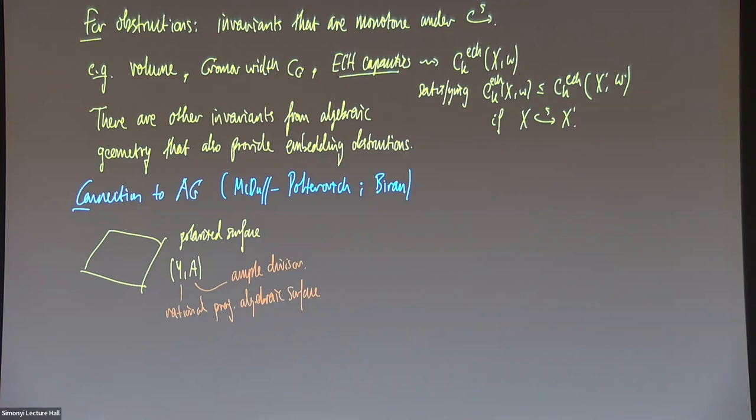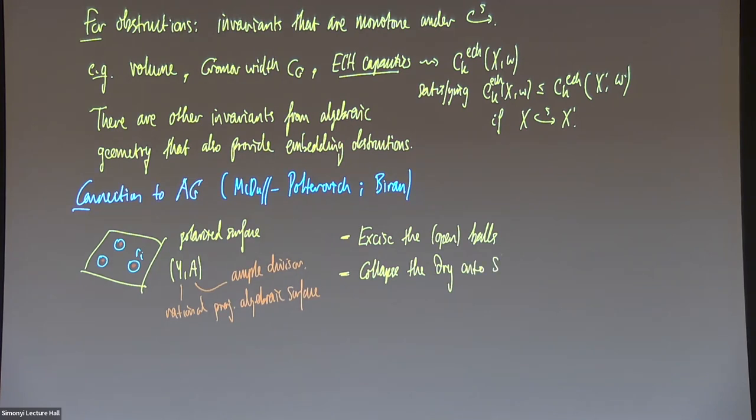Okay, so let's pick a bunch of points on our surface, and then let's draw balls around these. So these are four balls. Let's say the balls have radius ri, symplectic radius ri. Okay, so if I do a few things, if I excise these open balls, cut them out of my space, collapse the boundary, so collapse the S3s onto S2 via the Hopf map.